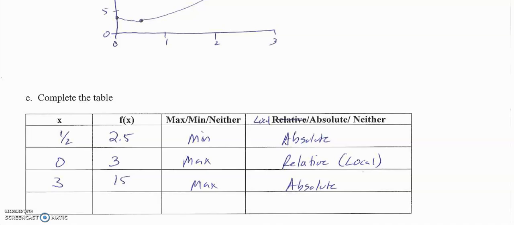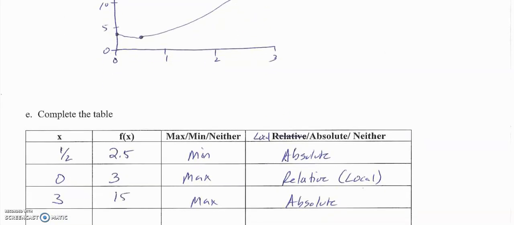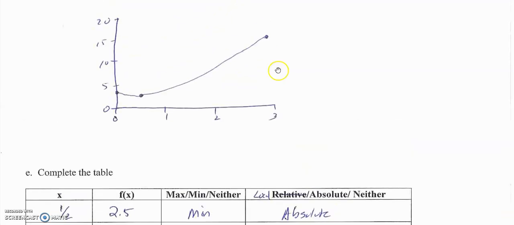So we graph it. The domain is 0 to 3, so our x-axis will go from 0 to 3. And then for our y-axis, we look at the f of x, and the lowest is 2.5, the highest is 15, so I did a window from 0 to 20. We graph the original function, and then we can look at each point.